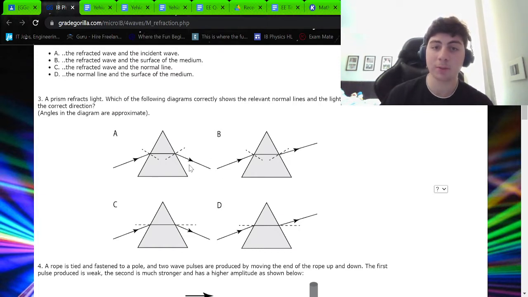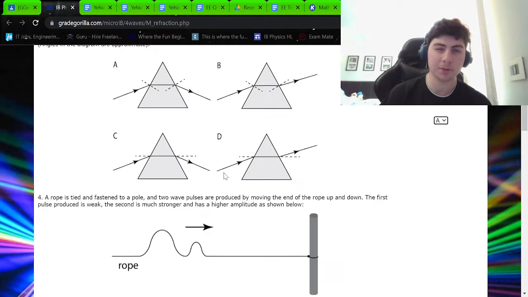And it's not slower. Is it A or B? It's either A or B. I'm gonna go with A for now because it's the same medium, so it makes sense to refract the same way.